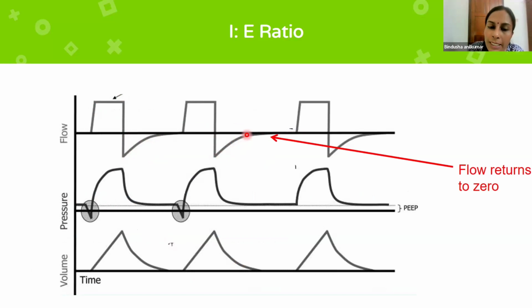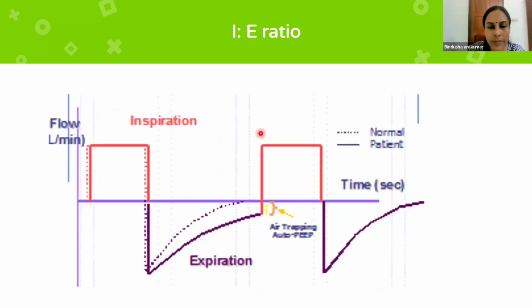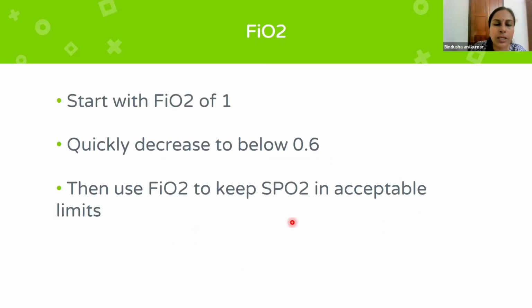You may have to either decrease the respiratory rate or decrease the inspiratory time. Here you can see that the expiratory flow is not coming back to 0. So you have to do something. Otherwise, this will lead on to air trapping and auto-PEEP.